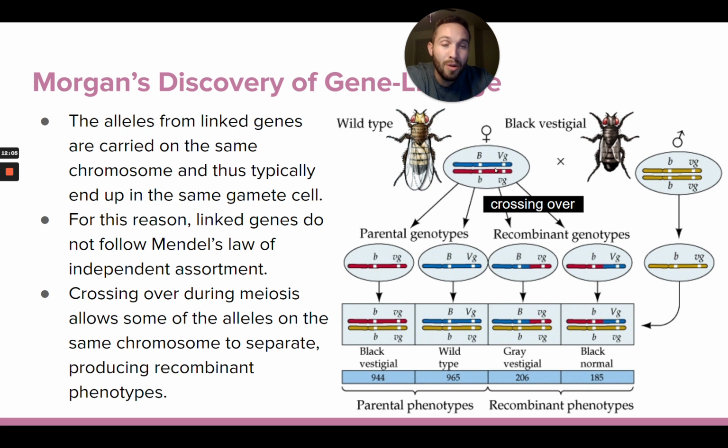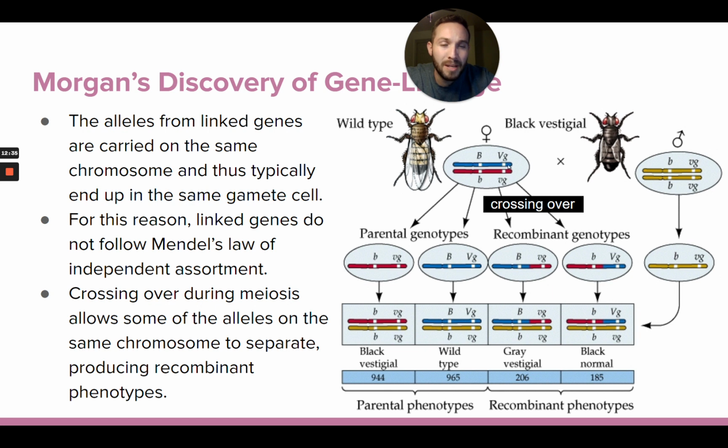Now, when this cell, which contains these chromosomes, undergoes meiosis, these chromosomes are going to duplicate and then go through meiosis 1 and meiosis 2 and form these gametes. When these gametes are formed and these chromosomes get separated into these daughter cells, because these alleles are on the same chromosome, they're likely going to end up together in the resulting daughter cells that are made at the end of meiosis.